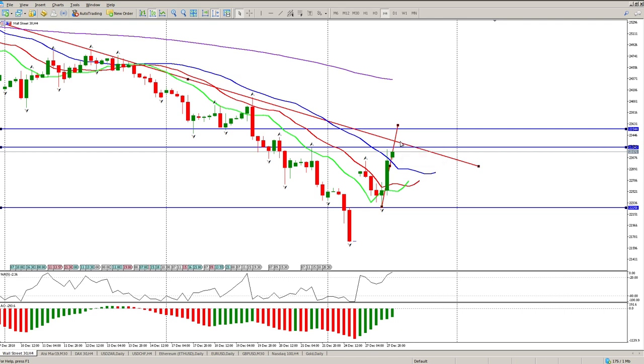And this downward trend line is definitely the one that I'm looking at. So 23,350 is the area I'm looking at to get back short. Okay, so anyway, that's my view of it for today.